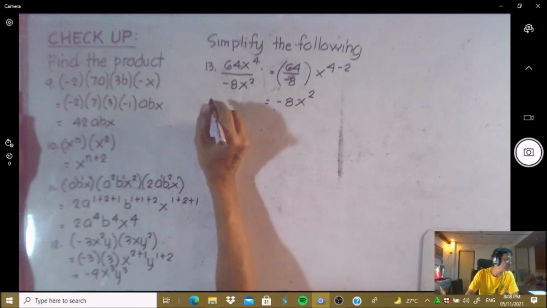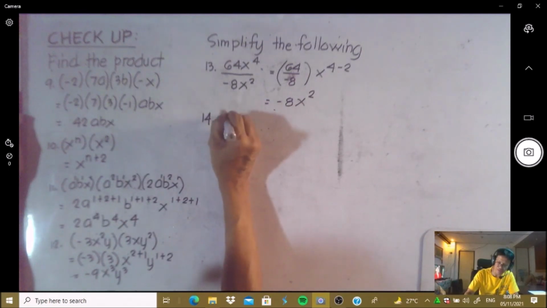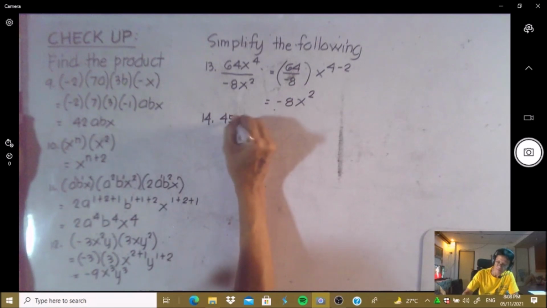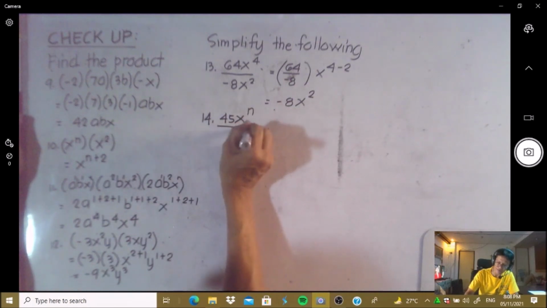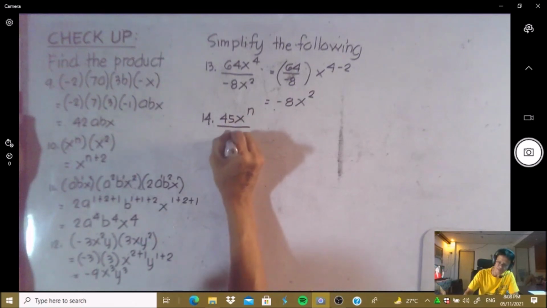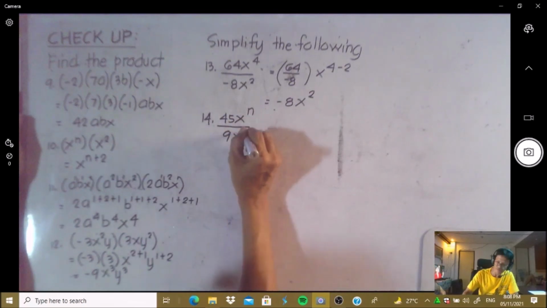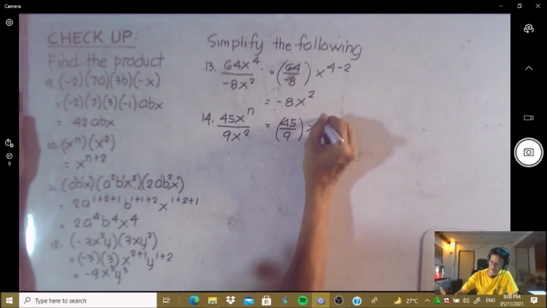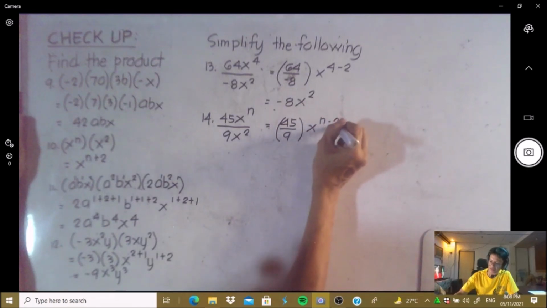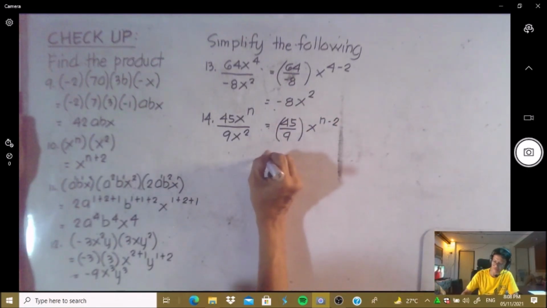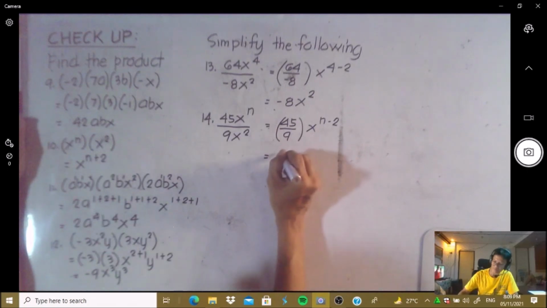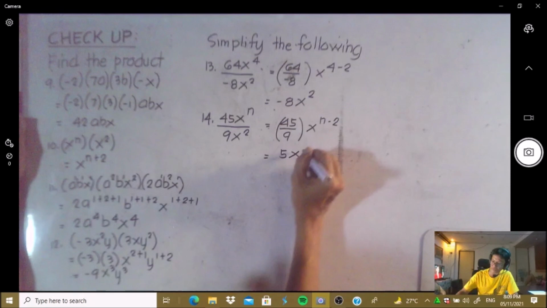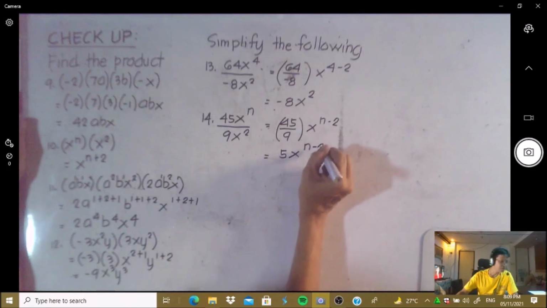For number 14, we have 45x raised to n divided by 9x squared. And therefore, we have 45 divided by 9. Then we have x raised to n minus 2. And therefore, for our final answer, we have 5x raised to n minus 2.